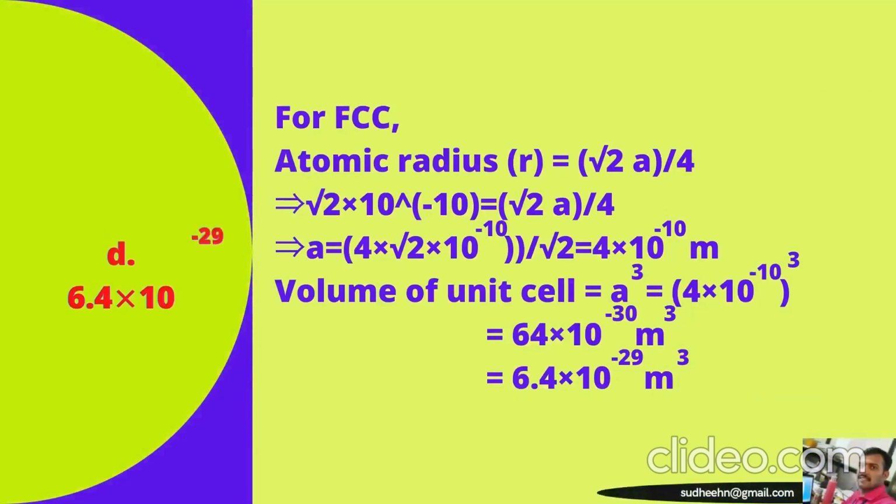Because we know that for FCC, the atomic radius R is equal to square root of 2 into a divided by 4. By simplifying that, we get the value of a equal to 4 into 10 to the minus 10 meter. The volume of the unit cell is nothing but a cube, side into side into side. By cubing that, we get the value 6.4 into 10 to the minus 29 meter cube. So the right answer is option D, that is 6.4 into 10 to the minus 29.